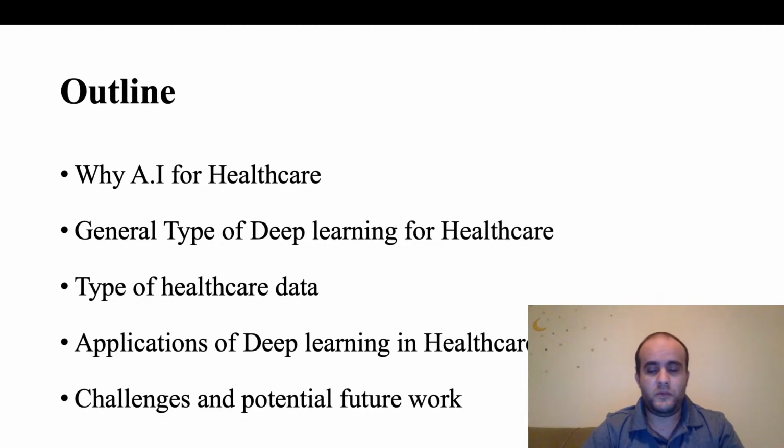And then we're going to discuss the types of healthcare data, the most common types, and how we can connect these algorithms with this type of data to create some potential applications. Then we are going to discuss the main challenges behind this and the potential future work. Overall, the aim of this topic is not to go into deep insight, but to give an overview of the potential of AI for healthcare and what the research directions in this topic are.